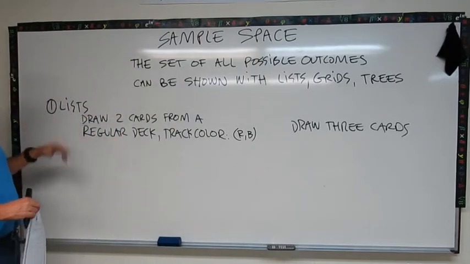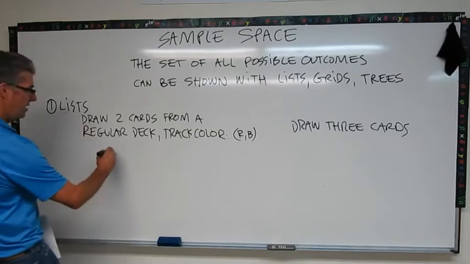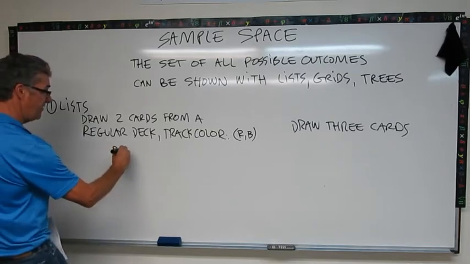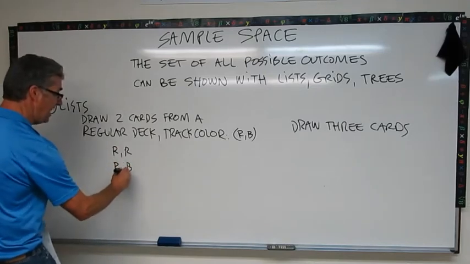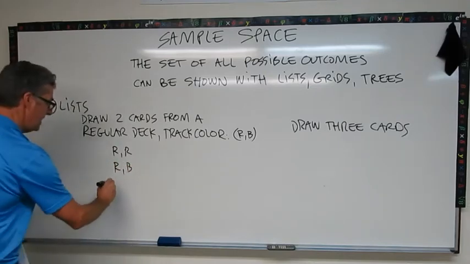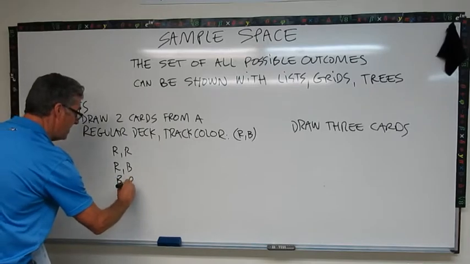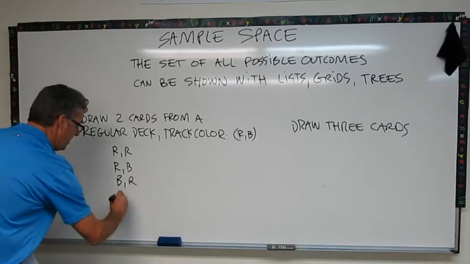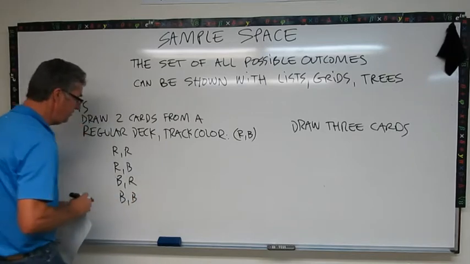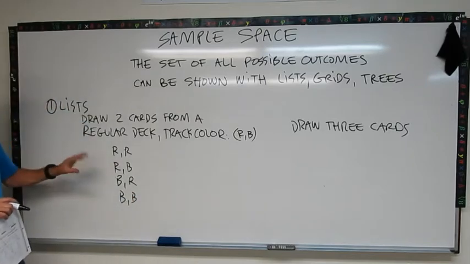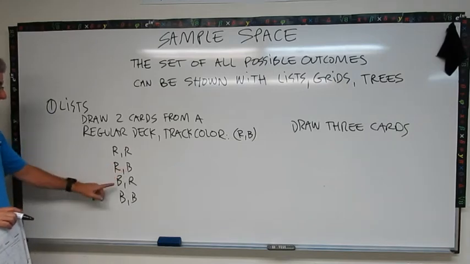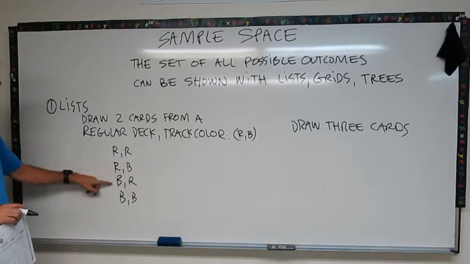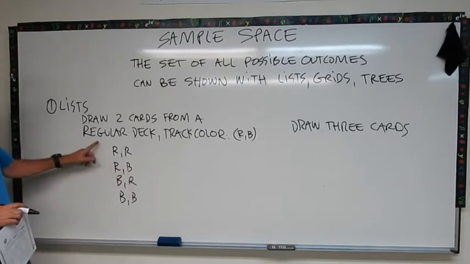So sample space with a list would be like so. I could draw two cards, I could get a red and then a red. That's one possible outcome. I could get a red and I could get a black. That's a second possible outcome. I could get a black first, then a red, a third outcome, and then I could get two blacks. Now, these are different outcomes. Even though I wind up with one of each color, this one is red first, black second. This is black first, red second. So these are different outcomes. Okay? So fairly simple, four outcomes, drawing two cards.